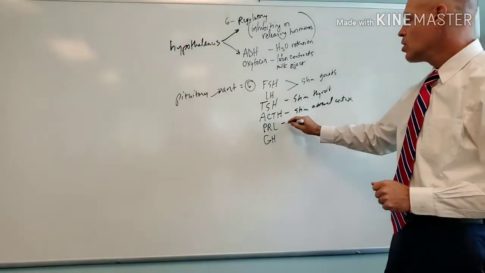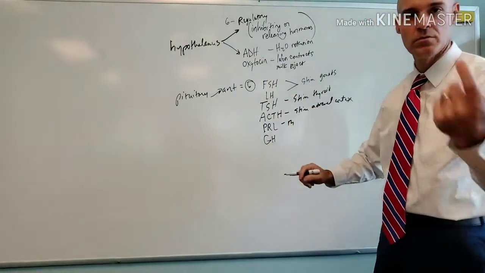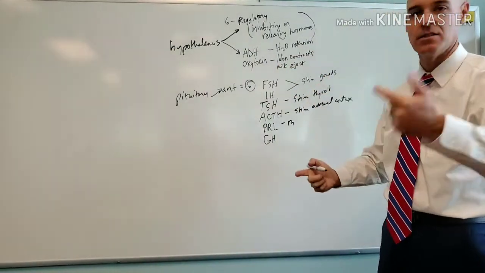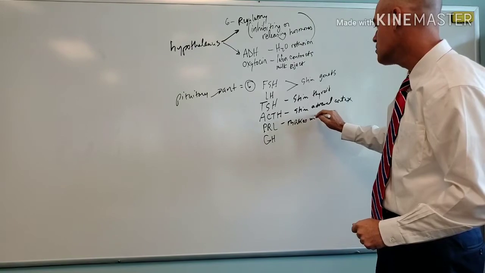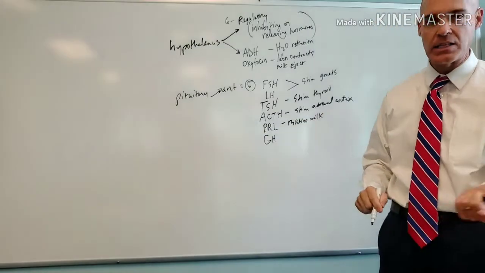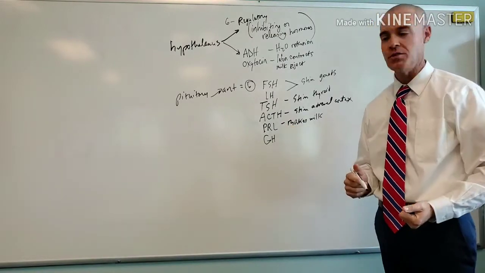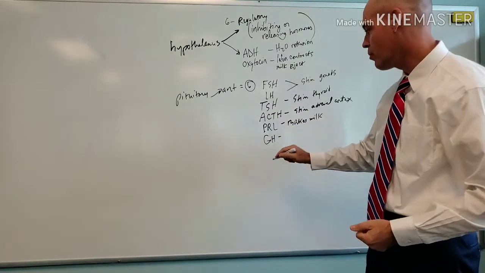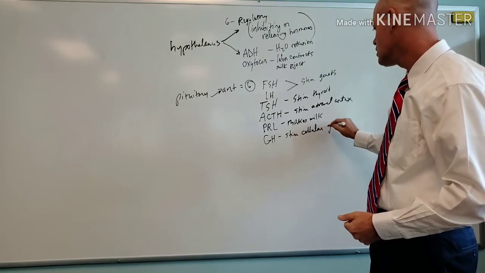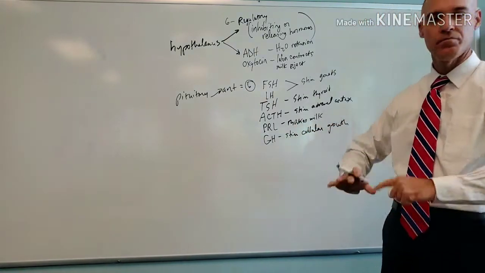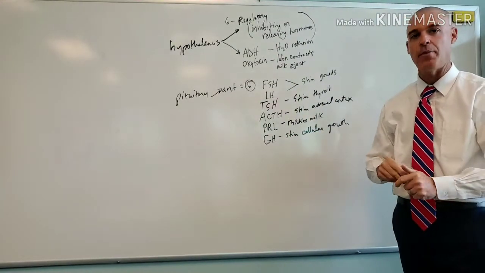Okay. Prolactin literally means makes milk. Pro, right, for, and then lactin's milk. So it makes milk, obviously, during pregnancy and during nursing. And then, of course, growth hormone stimulates cellular growth. Simple as that. Okay? That's our entire hypothalamus and pituitary.